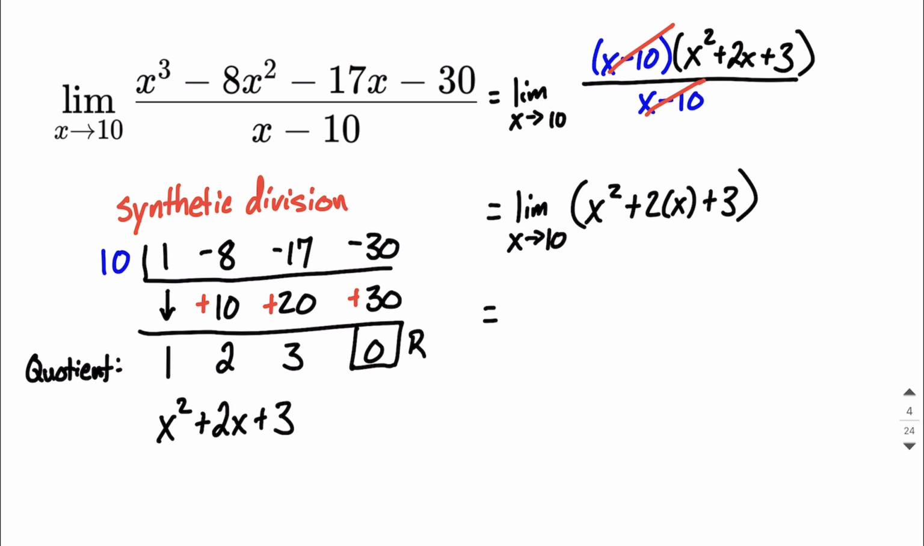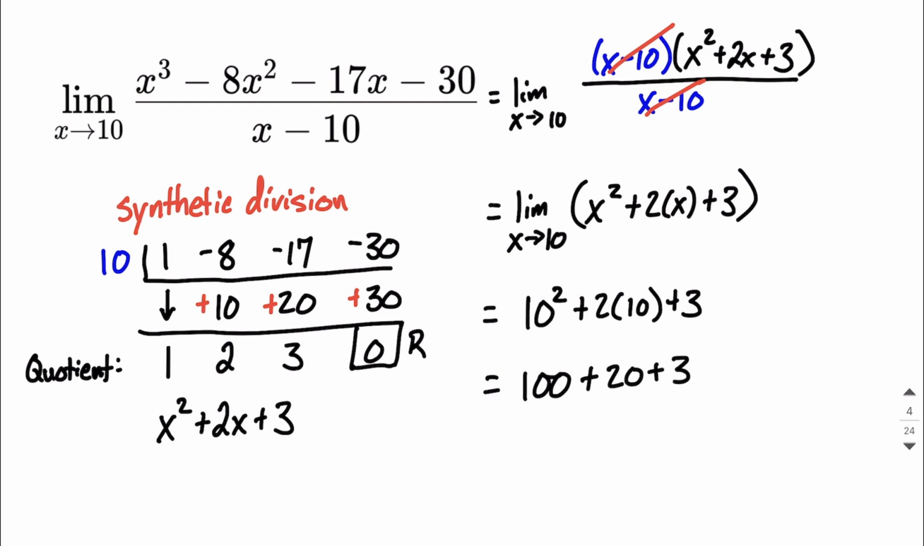All right, and then we go ahead and evaluate by replacing each of the x's with 10s. So we have 10 to the second power plus 2 times 10 plus 3. It's going to work out to be 100 plus 20 plus 3, which should end up giving us 123 for our limit. So that's going to be the limit.